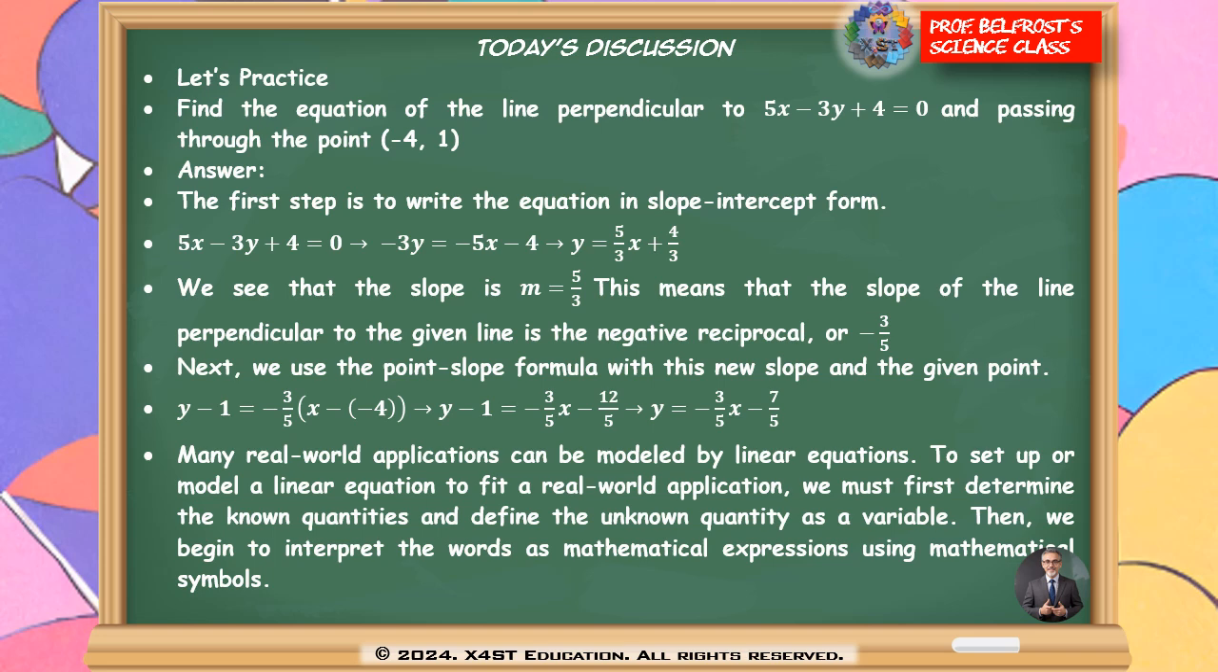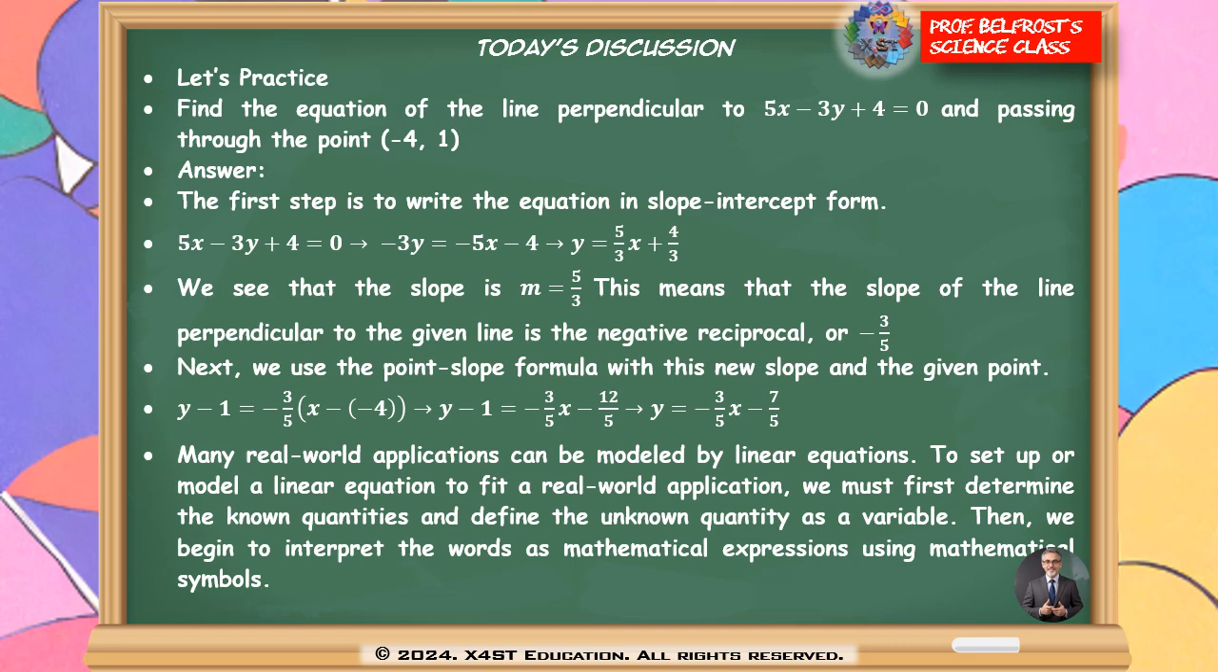This is the second example. Find the equation of the line perpendicular to 5x minus 3y plus 4 equals 0 and passing through the point (-4, 1). Here's the solution. The first step is to write the equation in slope intercept form, which gives us y equals 5/3 x plus 4/3. Here the slope is 5/3, so the negative reciprocal is -3/5. Because the line is perpendicular, you need to find the negative reciprocal of the gradient.